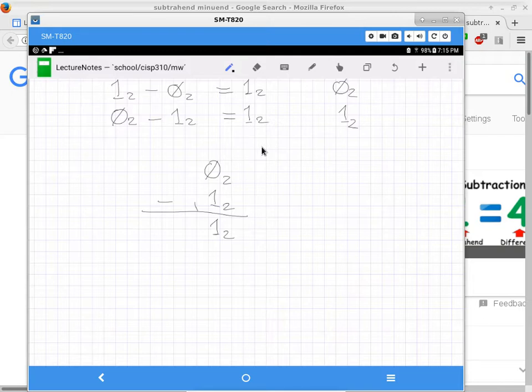Yep, go ahead. If it was 0 base 3 minus 1 base 3, the answer would be 2. 0 minus 1 in base 3 is 2 with a borrow of 1. That is correct. Okay. That makes sense. Which is just like 0 minus 1 in base 10 is 9 with a borrow of 1. Alright, thank you. So are we okay so far with that concept? Okay, cool.